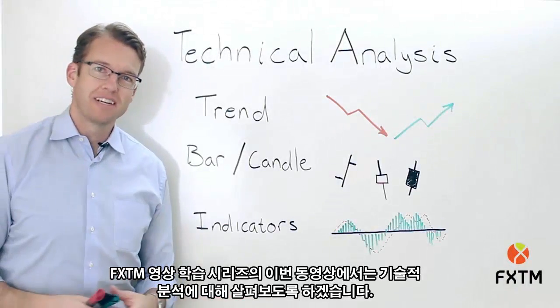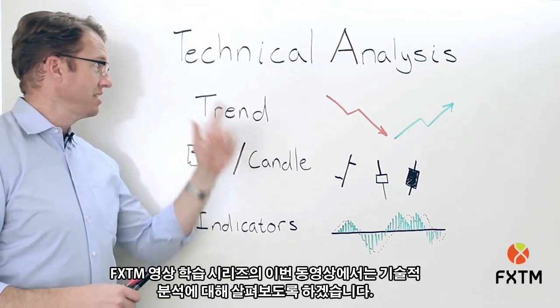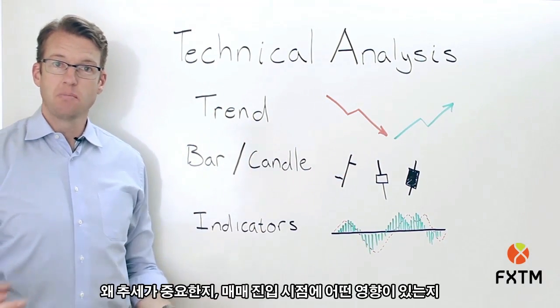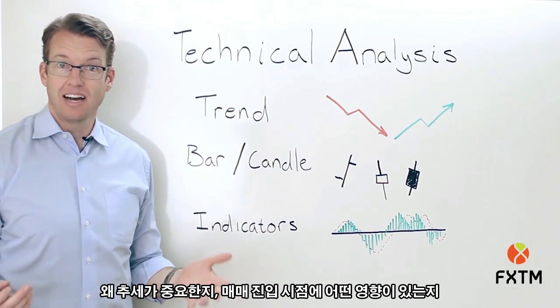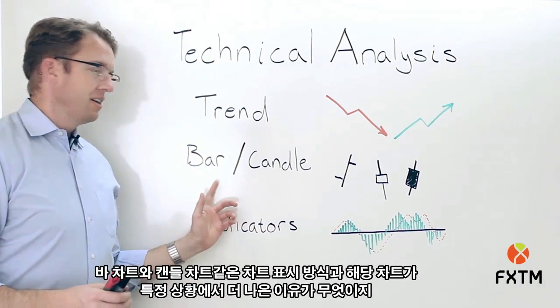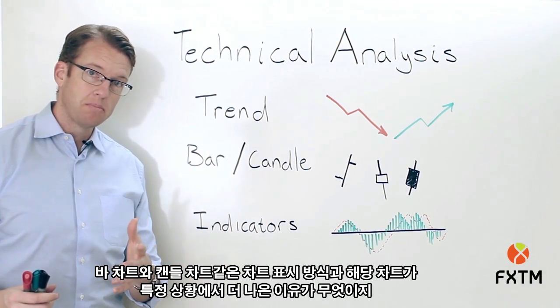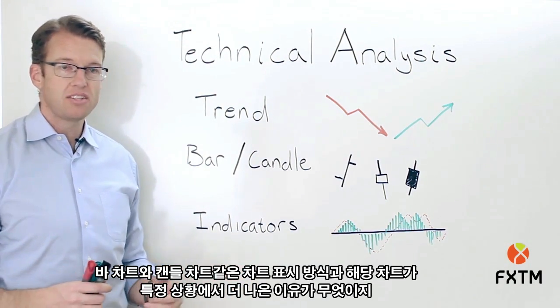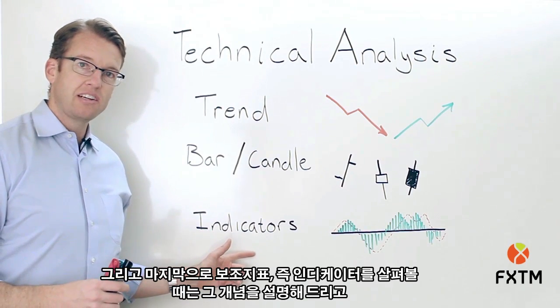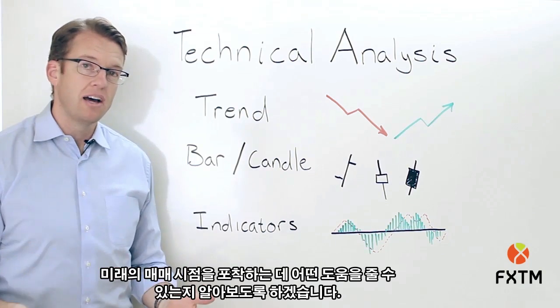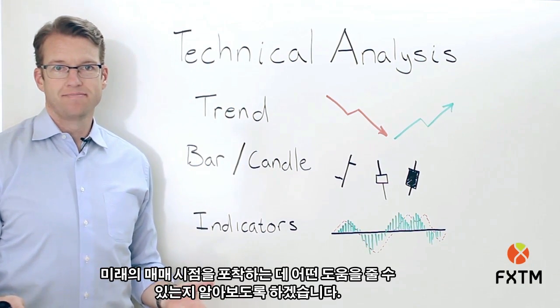In this video for the FXTM educational series, we're going to be taking a look at technical analysis. We're going to focus on trend, why it's important, how it affects the kinds of trades that you're looking for, charting methodology like bar charts and candlestick charts, why one may work better than others in certain circumstances, and then finally we'll take a look at technical indicators and introduce you to that concept and how that can help us to identify good opportunities in the future.